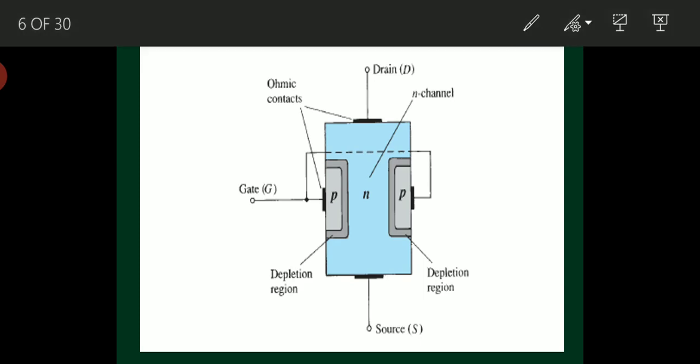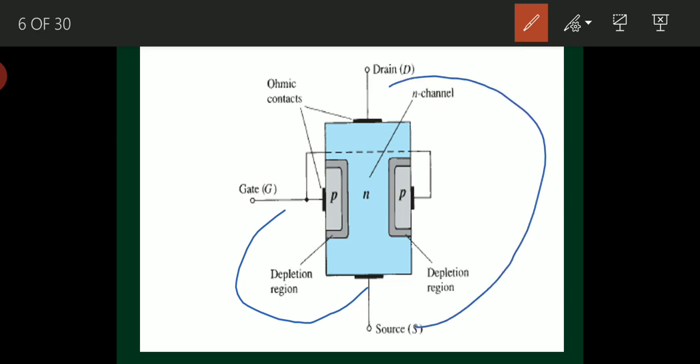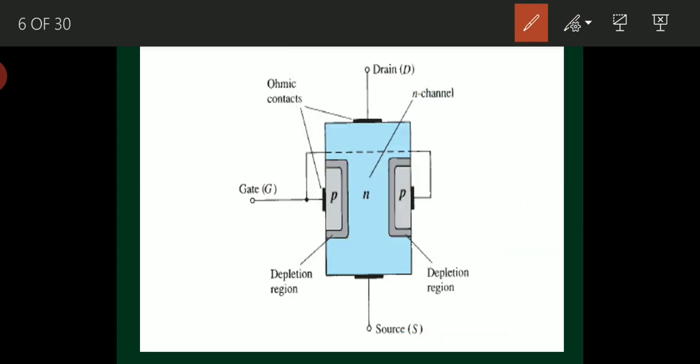So let us suppose drain, source, gate are the terminals of a FET. Gate and source become the input terminals for the FET, and drain and source become the output terminals for the FET. So I have to bias the input terminal and output terminal. I have to bias it now.